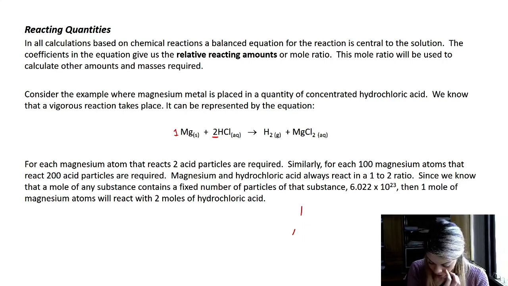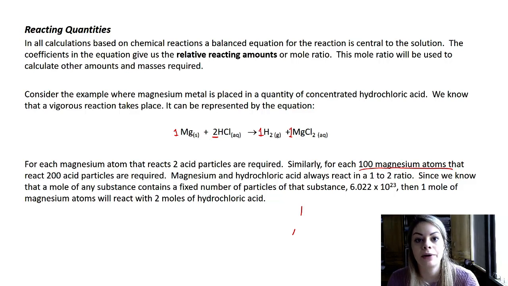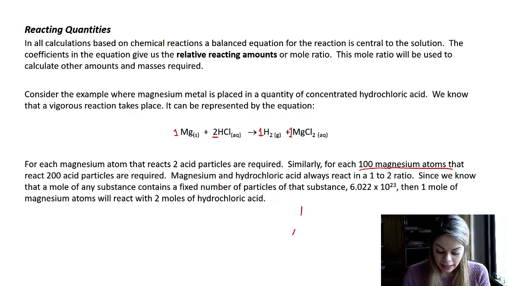So for every 1 magnesium, we need 2 hydrochloric acid particles, and that's going to react to give 1 molecule of hydrogen gas and 1 formula unit of magnesium chloride. So similarly, as it says here, if I have 100 magnesium atoms, I need 200 acid particles to react. Let's have a look at the first example.